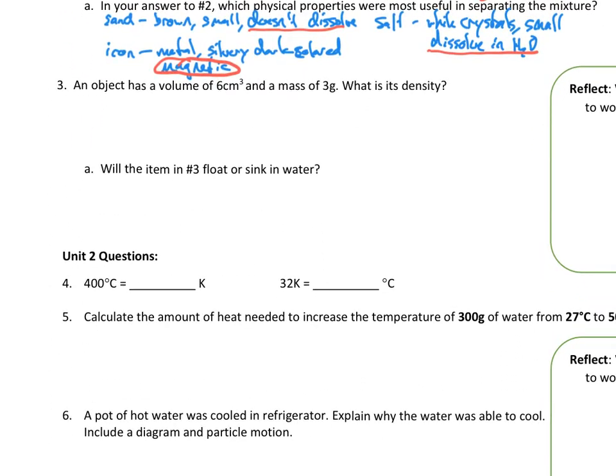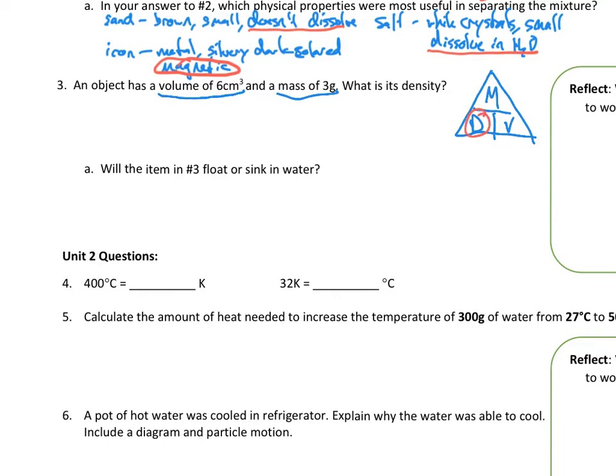Question 3. An object has a volume of 6 centimeters cubed and a mass of 3 grams. What is its density? So if you don't remember the density formula, you should probably draw this triangle on your note card. It's arranged the same way as the states in our area. So Maryland is on top of Virginia with DC in the middle. So DMV.